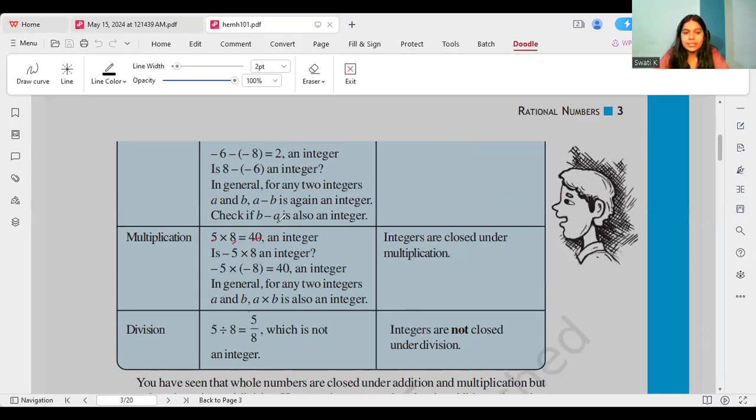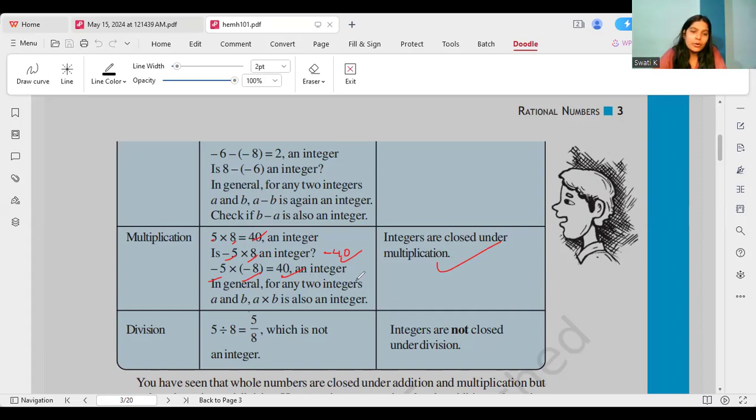5, 8 integer, answer integer, satisfied. -5 is an integer, 8 is an integer, the answer is -40. Satisfying. It is also an integer. -5 is an integer, -8 is an integer, the answer is 40. Why 40? Because minus into minus is plus. That is also an integer, so it is satisfying the closure property. In general, for any two integers, we can say a times b will also be an integer.